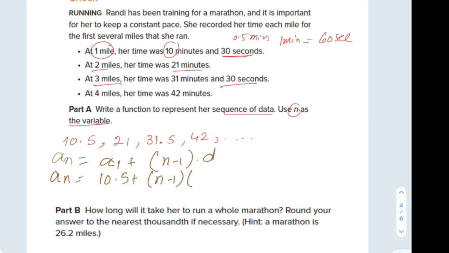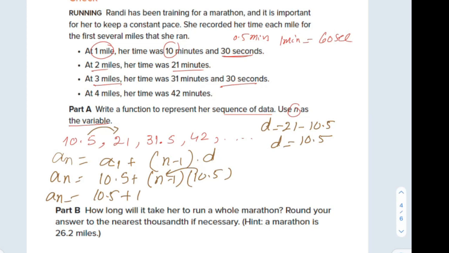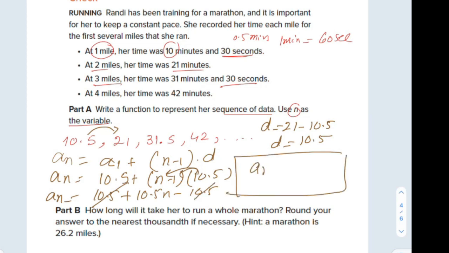How much is the d? It's the difference between these terms. So our d is 21 minus 10.5, and it is 10.5. So by chance, it is equal to the first term. Now let's distribute: 10.5 plus 10.5n minus 10.5. It's very obvious here that this cancels that. So a_n in our case is 10.5n only.